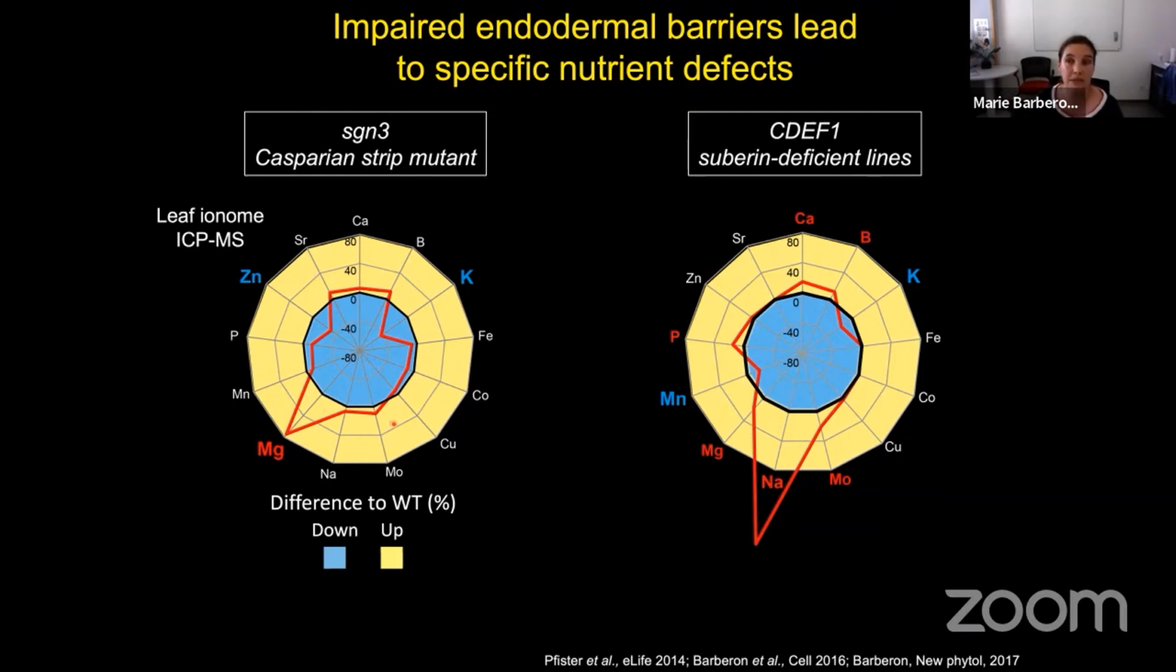If we are in the yellow zone, that means that the element accumulates at higher level in the mutant compared to the wild type. If we are in the blue zone, that means that the element accumulates at lower level in the mutant compared to the wild type.